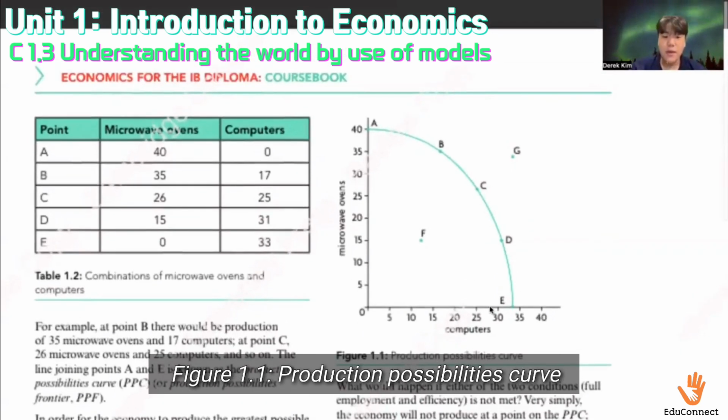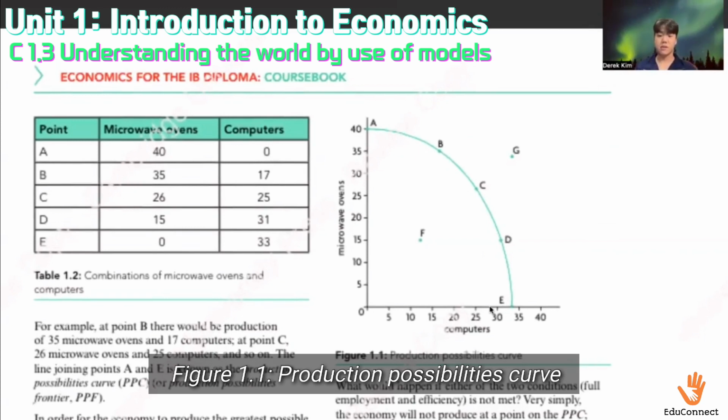Now, when we analyze this PPC, meaning production possibility curve, points are not always going to be on this curve. Now, this depends on the economy, but when the government or company's economic goal is to produce as many microwaves as possible, then the ideal point would be point A. If the company says, oh, we want to produce as many computers as possible, then point E would be the ideal point. But in most cases, point C would be the most efficient point because at point C, we are producing around equal amounts of both microwaves and computers.